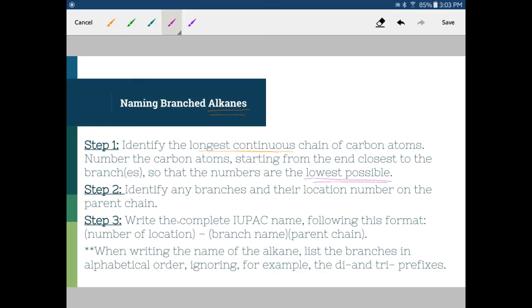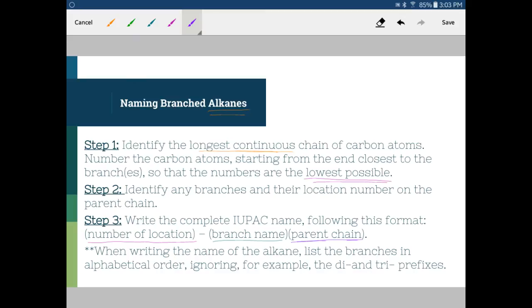Okay, we need to write down our IUPAC name in this format. The number of the location, which is the number of your branch, which we'll get to in a minute, then followed by the branch name, so methyl, propyl, butyl, whatever it might be, and then your parent chain, which is your hexane, heptane, propane, anything like that.